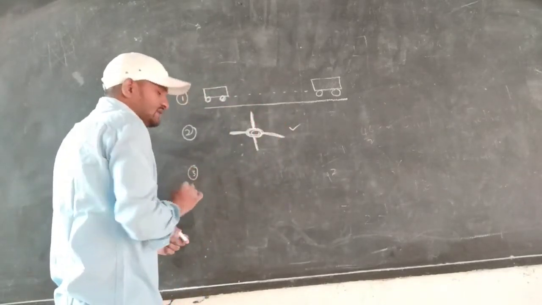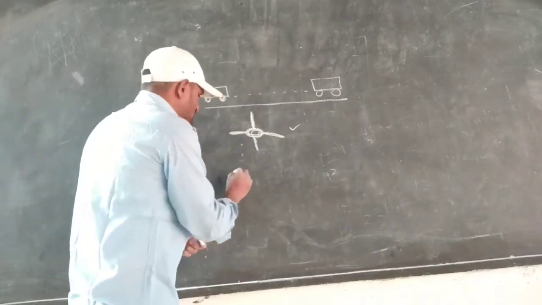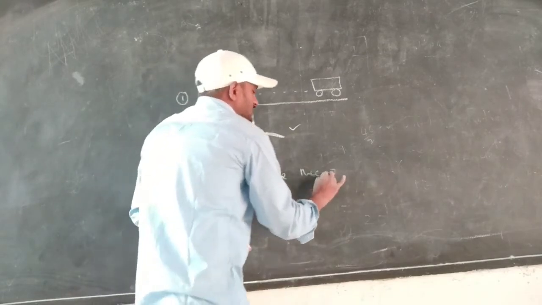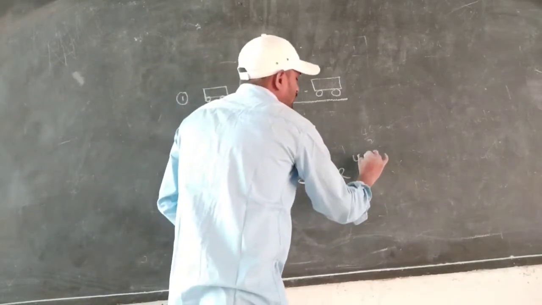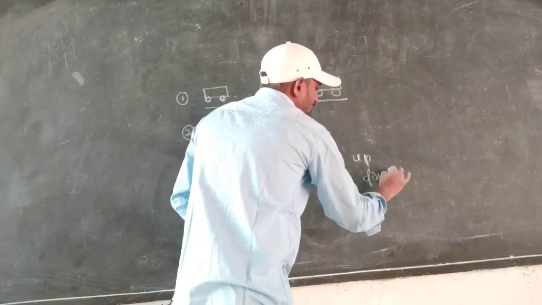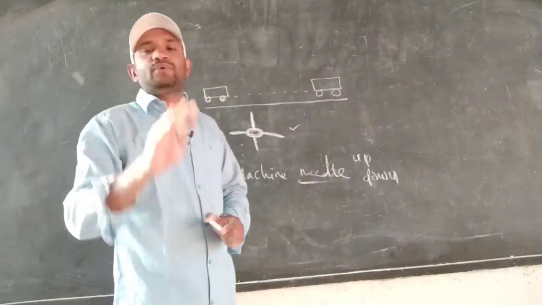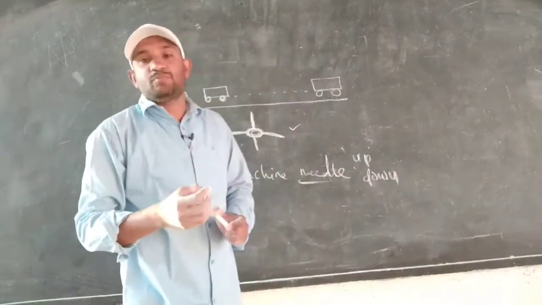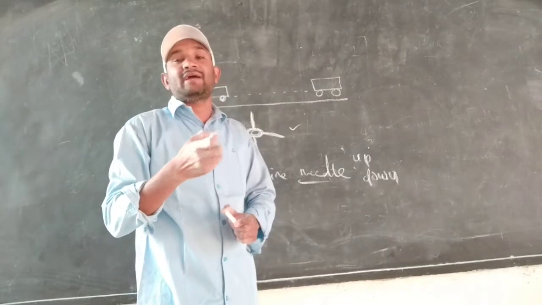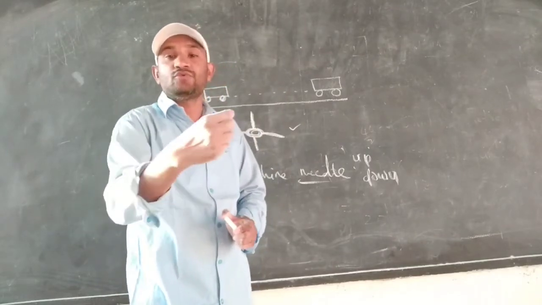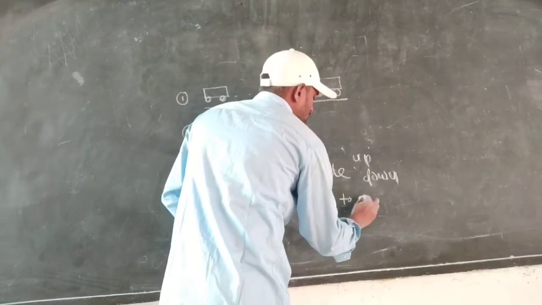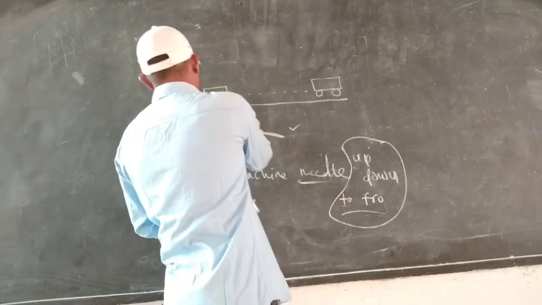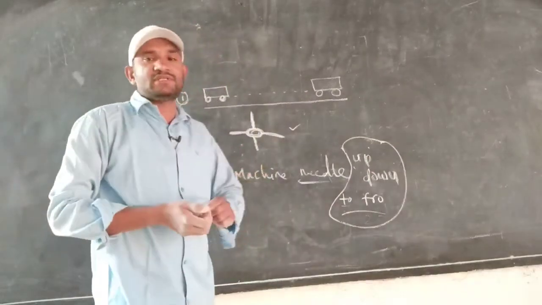Third one is the needle in the machine. Yes, the needle moves up and down. Otherwise, the pendulum in the old wall clock moves to and fro. The pendulum moves to and fro, like this only. These three cases are examples for which situations?